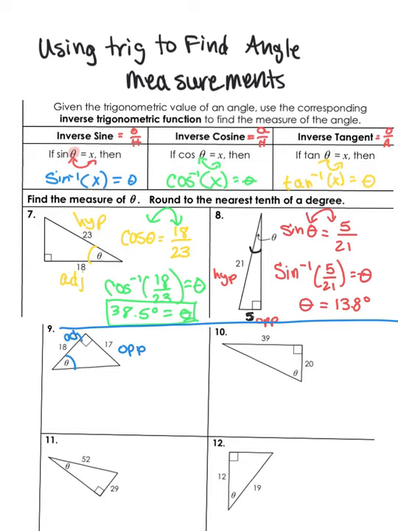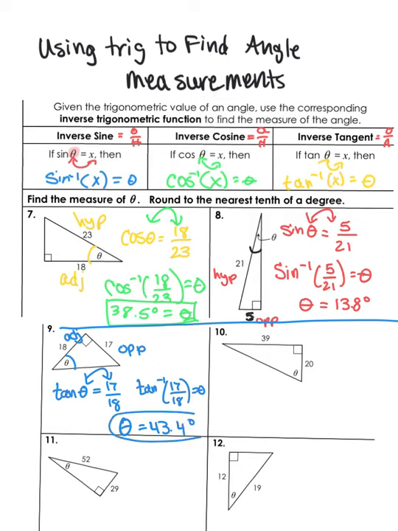Next problem. Again, we're going to identify my triangle with opposite, adjacent, and hypotenuse. This one's opposite and adjacent. And if I look, opposite and adjacent is my tangent. So the tangent of theta is equal to 17 over 18. Do the inverse function. So the inverse tangent of 17 over 18 is equal to theta. So in this case, my theta is equal to 43.4 degrees. Yes, you need the degree symbol. Without the degree symbol, then it's actually in radian mode. And we're not finding radians, we're finding degrees.